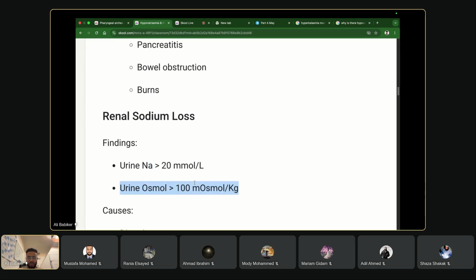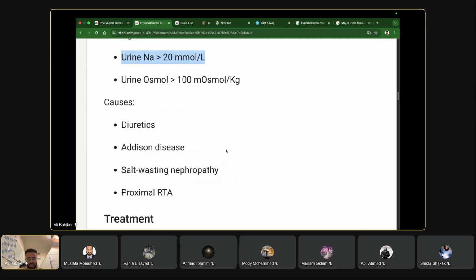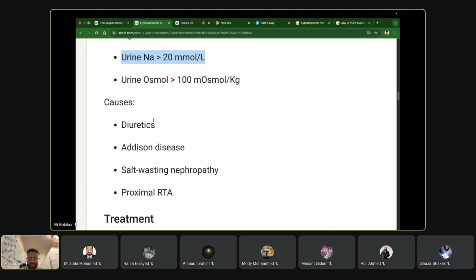I don't want you to focus on this. I want you to focus on this. This is one important one. Causes: diuretics, Addison disease, salt wasting nephropathy, and proximal renal tubular acidosis. Diuretics will lead to increased sodium in the urine, right? The main effect of diuretics is putting the sodium out, and then you lose it through the urine.